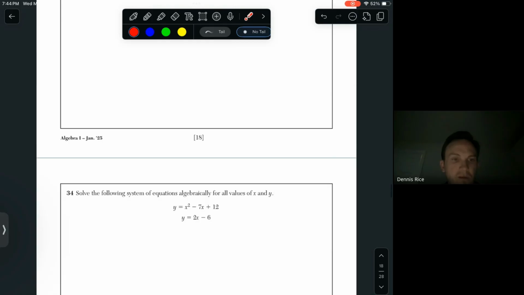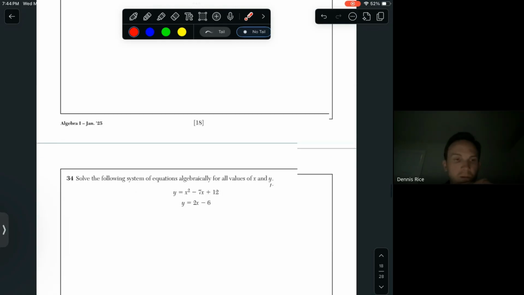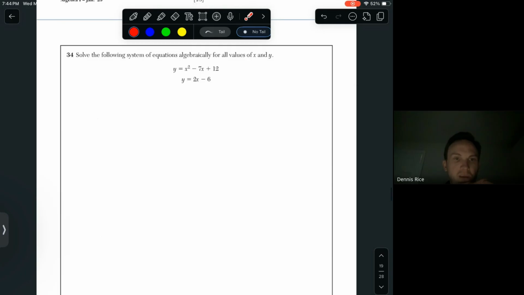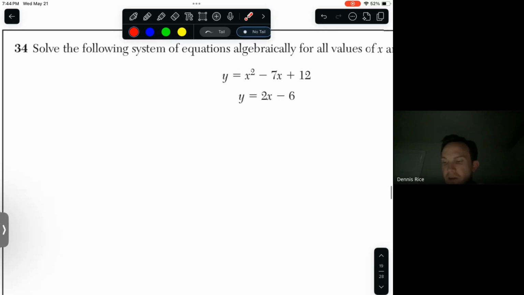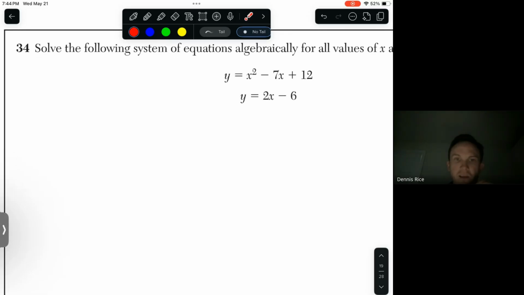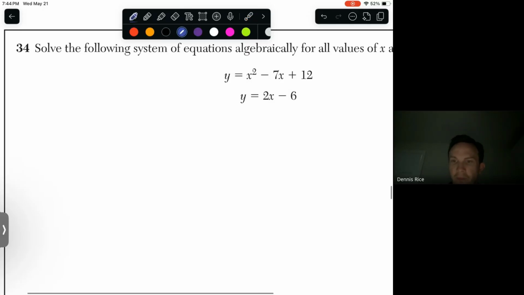Should we do? I'm gonna pick 34. So 33 was a quad formula. Let's try 34 on page... Someone type it in the chat. Page... I'm gonna guess 61. Oh, 61. On page 61 in your green book. Thank you.